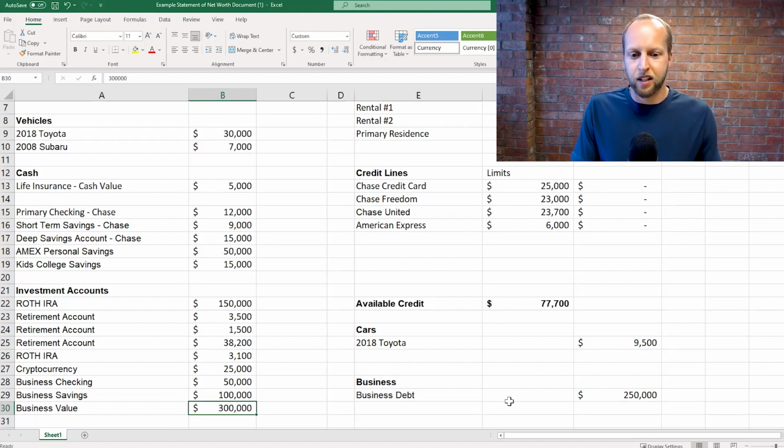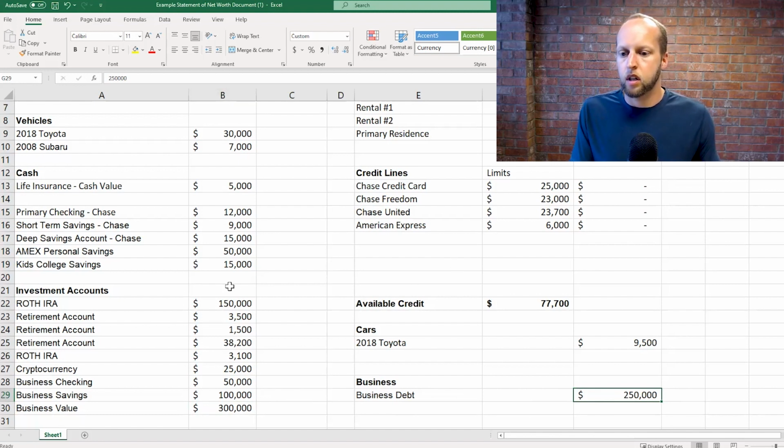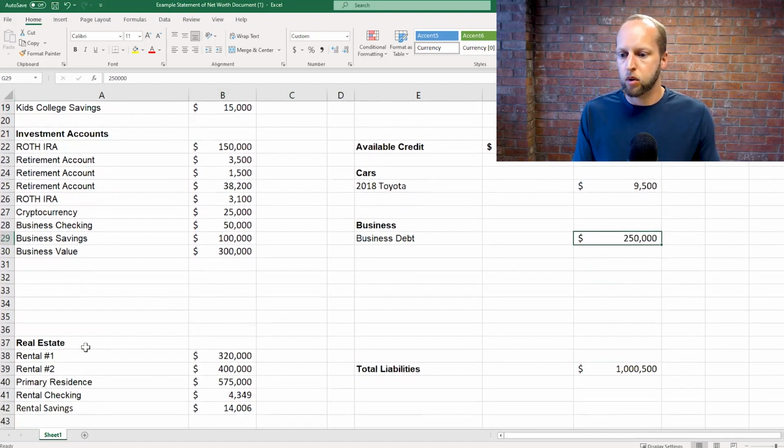Although you'll see on the liability side, they also have some debt associated with that business. So they'd sell it for $300,000 and then have to pay off the $250,000 in liabilities. And we'll talk about these a little bit more in a second. So that would be investment accounts. They've also got some real estate going on.